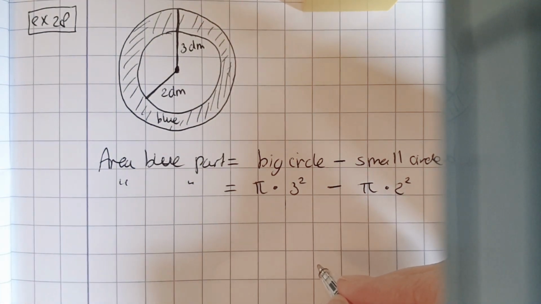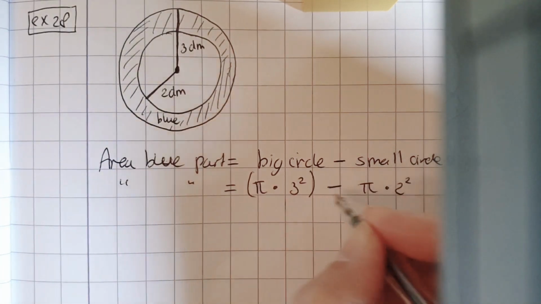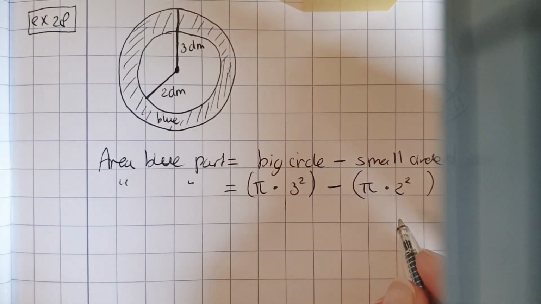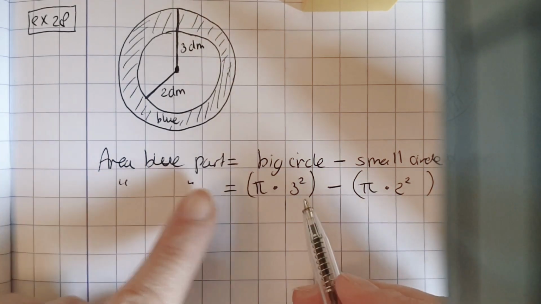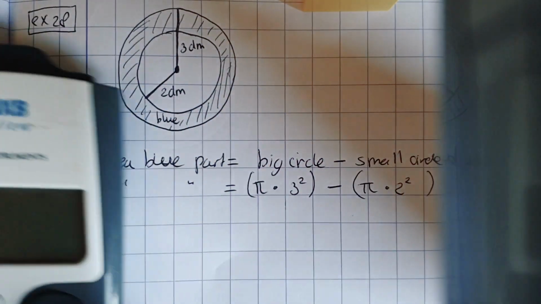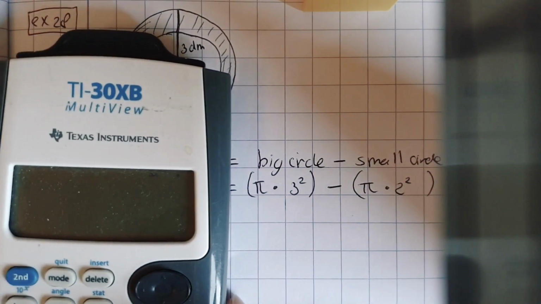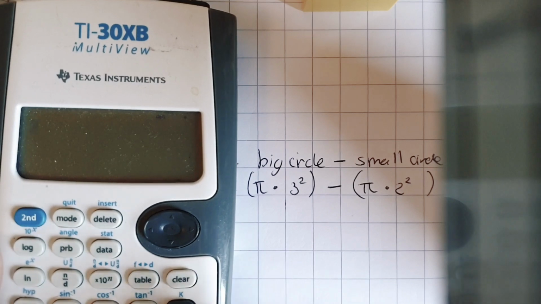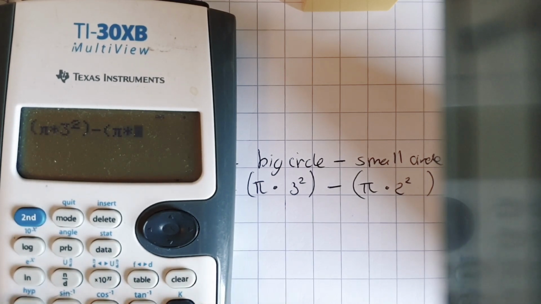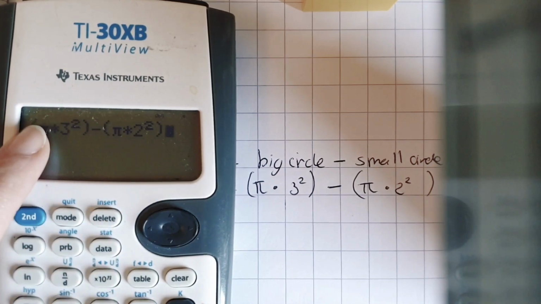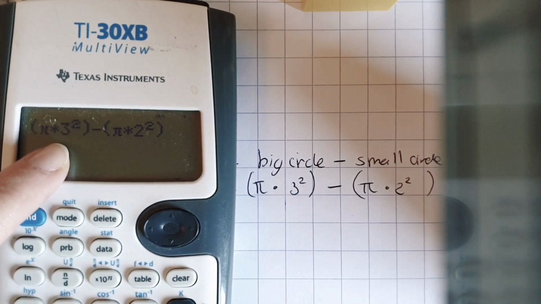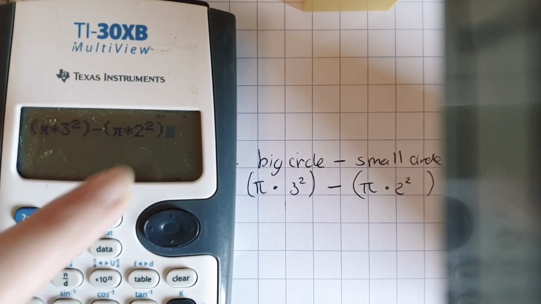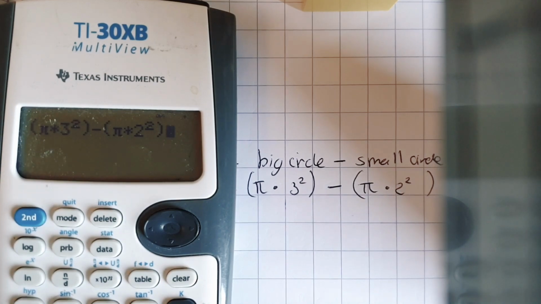Sometimes it's handy, in order to organize your calculations, to do brackets around it. You don't have to do that, but I think it's handy to see that this belongs to this and this belongs to this. Now I'm going to type it all in my calculator at once, okay? So that's bracket pi times 3 squared bracket minus bracket pi times 2 squared bracket. So I typed it all in. It's one big calculation. In all the other exercises, first we calculated this, then we wrote down the answer, we calculated this, wrote down the answer. We had to do a lot of writing. And now I'm just going to do it at once.